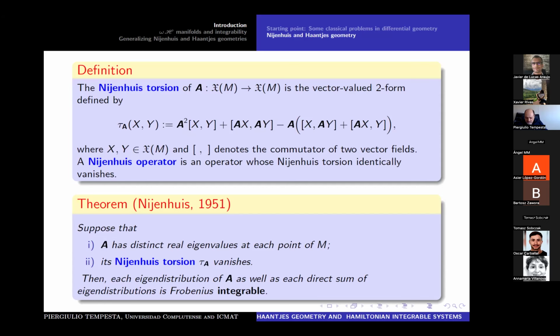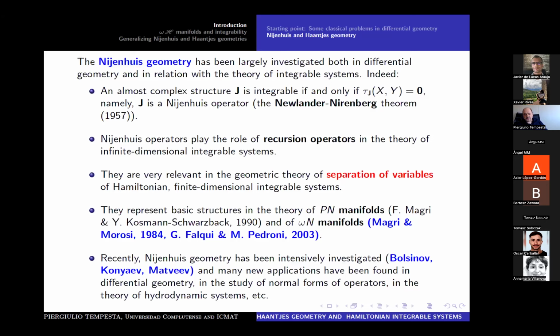Thank you. Welcome. So then, starting from this result, indeed, this is already something about what you are asking. Starting from this seminal paper of 1951, Nijenhuis geometry became more and more studied and largely investigated. Of course, first of all, in differential geometry, and later on, 30 years later, in the theory of integrable systems.